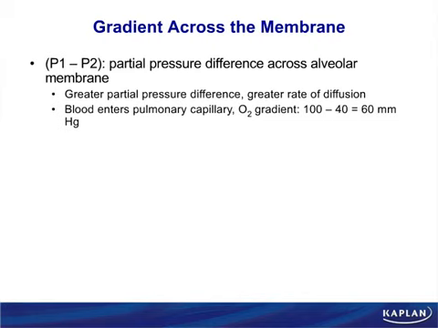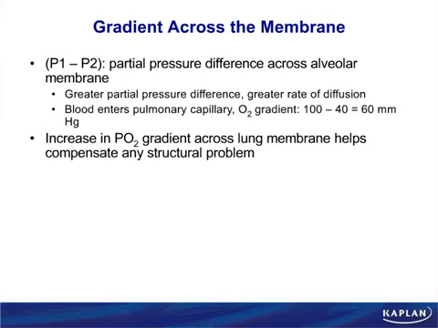And hopefully this makes sense. I mean, if you have a bigger concentration gradient of a solute, you have a greater rate of diffusion. Well, the same properties apply here. The greater the partial pressure difference, the greater the rate of diffusion. Oxygen has a 60 millimeter of mercury pressure gradient because alveolar is about 100, venous is about 40. And that's what we talked about on one of the first slides in this section. If I increase this gradient, then I will increase the rate of diffusion.